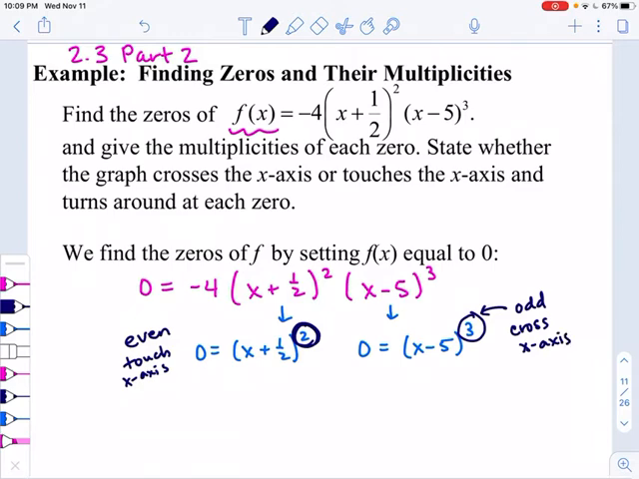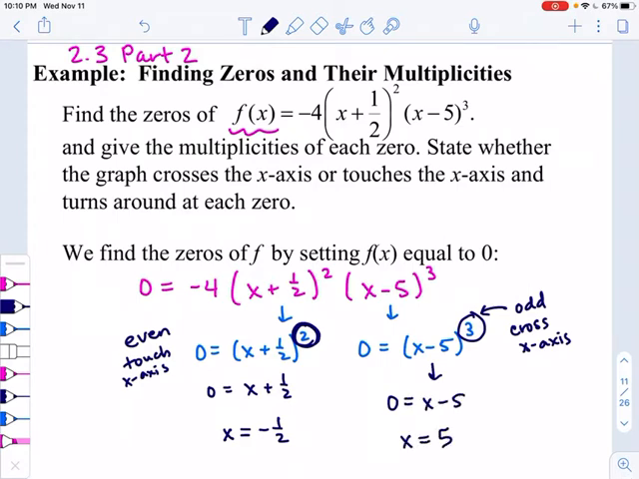So once we take care of understanding what those powers are, we could just go about solving. This is just 0 is equal to x plus 1/2, which means if we solve to get x by itself, x is going to equal negative 1/2. So that means our graph is going to touch the x-axis at negative 1/2. If we solve our other piece, we have 0 is equal to x minus 5, which means that x is going to equal positive 5. So at an x-intercept of 5, it's going to cross the x-axis.